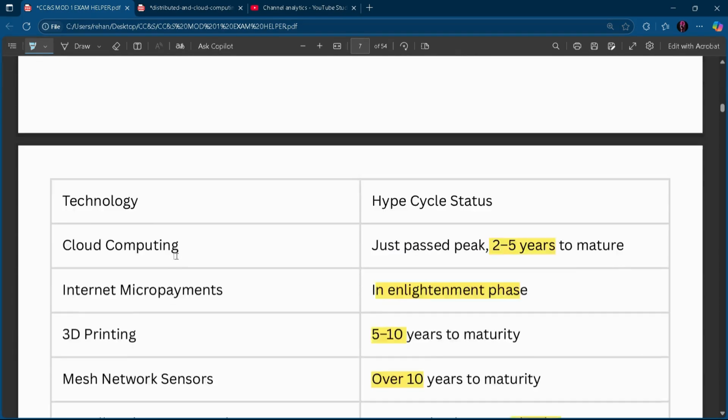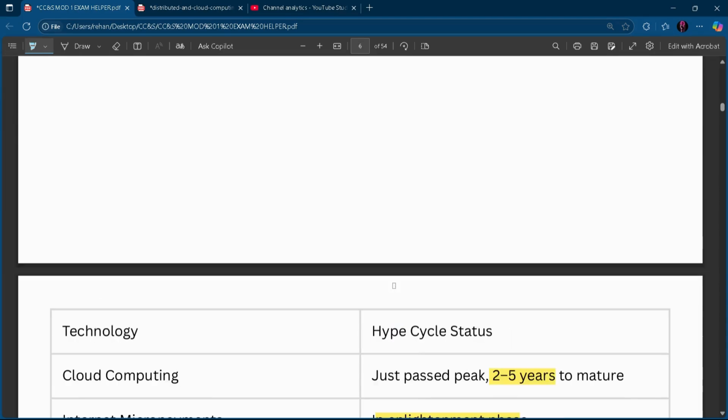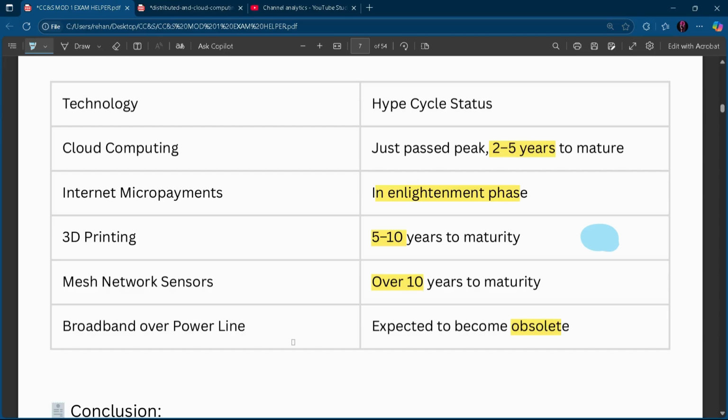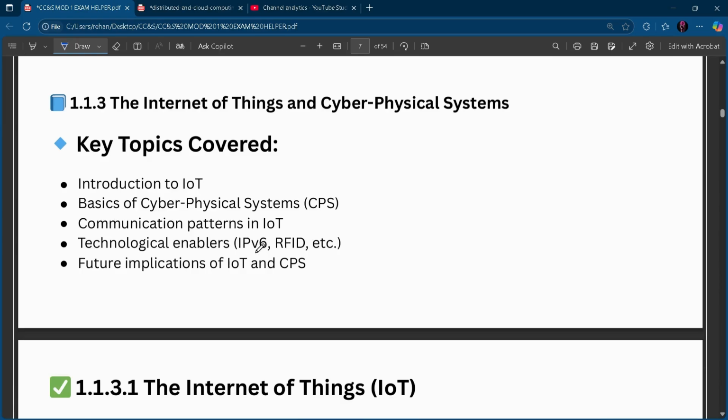Then you have hype cycle status using technology examples. Cloud computing just passed the peak, and it took just 2 to 5 years to mature. Internet micropayments like Bitcoin are in the enlightenment phase. 3D printing took 5 to 10 years to mature, so you can give the solid black dot here. Mesh network is the triangle, taking over 10 years. This one is a hollow circle. We don't have any shape for this one, except it is likely to become obsolete, like broadband over power line, so you put a cross for this. Then the conclusion completes it.